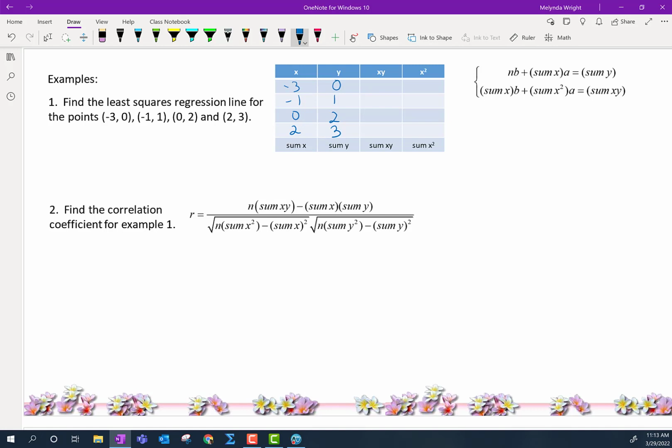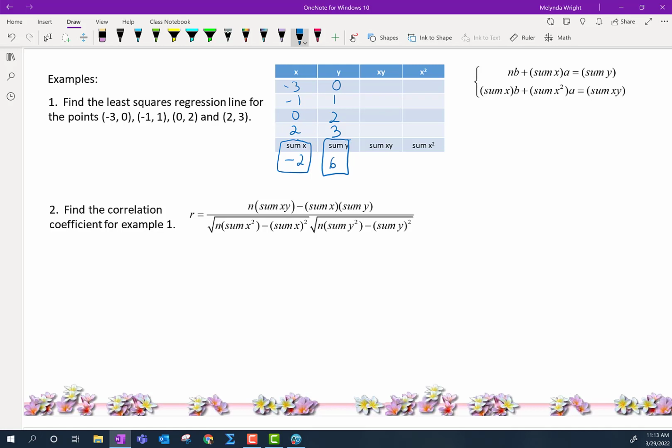Then we're supposed to add up all of the x's. So -3 plus -1 plus 0 plus 2. That gives us what? A negative 2. So the sum of x is negative 2. Okay, now let's add all the y values. 0 plus 1 plus 2 plus 3, that is 6. So the sum of our y values is 6.